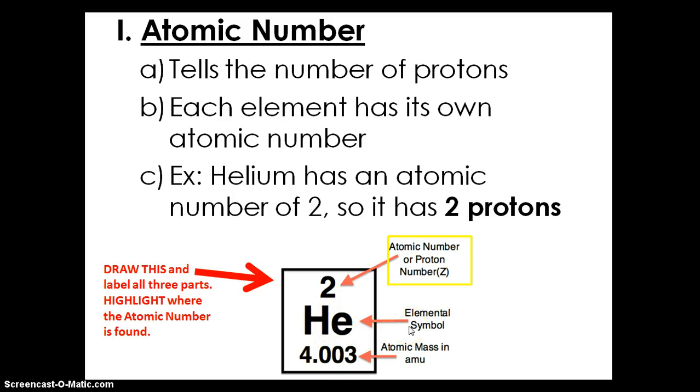This is a symbol. And 4.003 stands for the atomic mass in AMU. Atomic mass represents how heavy that element is. Pause and write if you need.